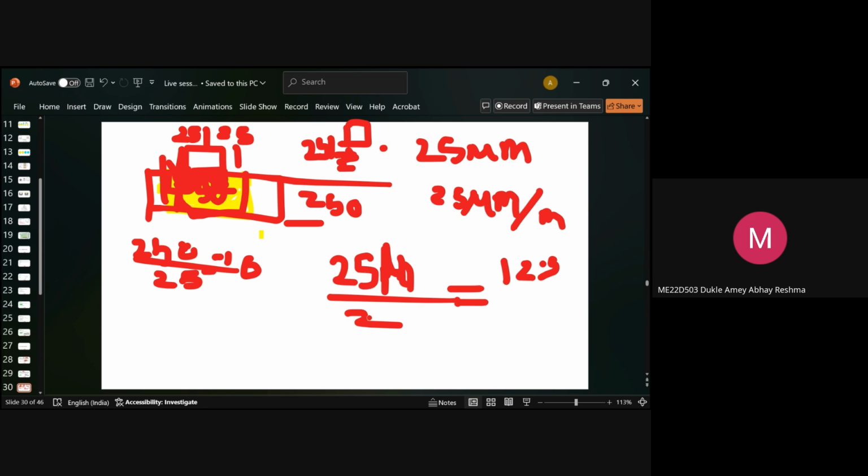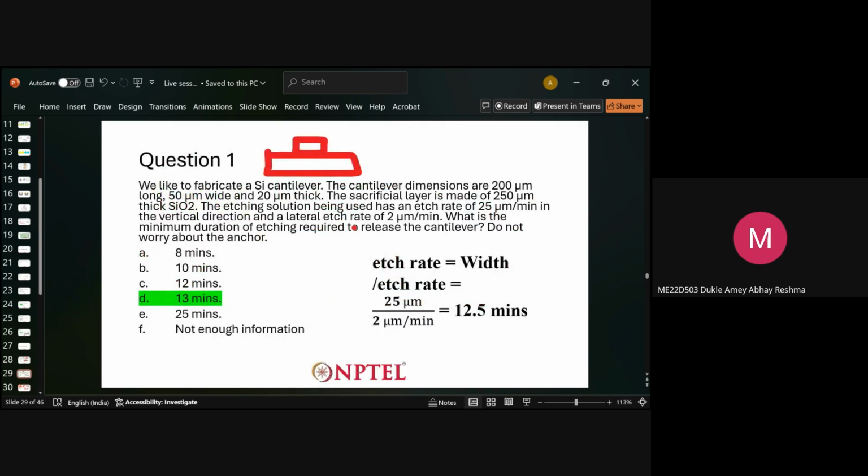But why is this question important with the vertical etch rate? If in place of 2 they had given 8, what would you get? 25 upon 8, that is around 3 point something. But you need the entire thing to be removed, below also, right? It will remove in this direction, and it also needs to remove in the below direction. So in that case the vertical etch rate will also come into play. It will eat up vertically all the 250 micrometer of the silicon wafer layer. But since it is not able to release it, we are considering the lateral etch rate.